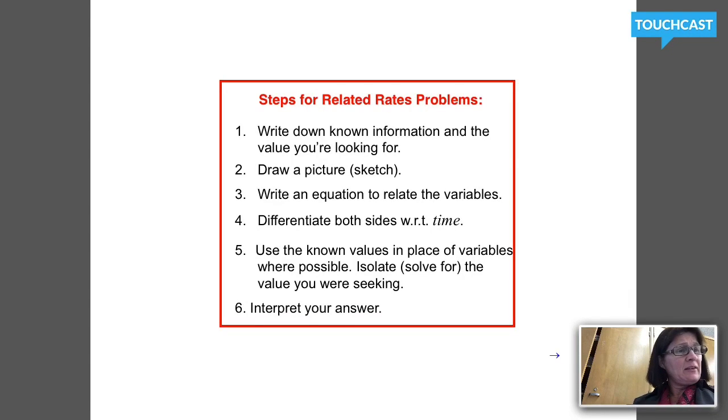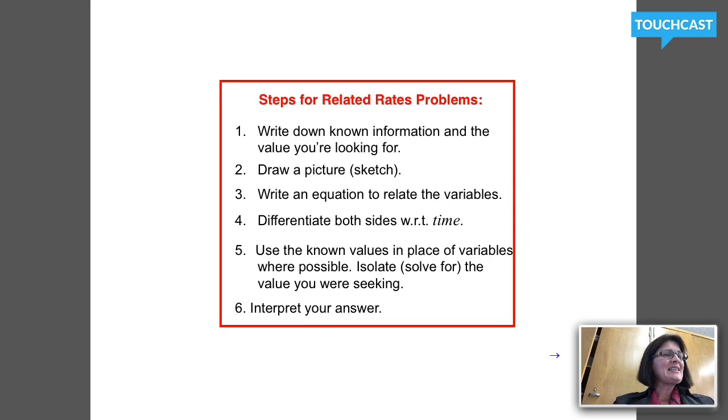I highly recommend the steps that your book recommends for related rates problems. Sort of like the steps for the optimization problems, feel free to memorize them as steps or not. It can work either way. But these are the things that you're going to need to do, and especially when you're first starting out, to have them sort of listed out for you so you remember each one can be helpful. Feel free to use this helpful tool.